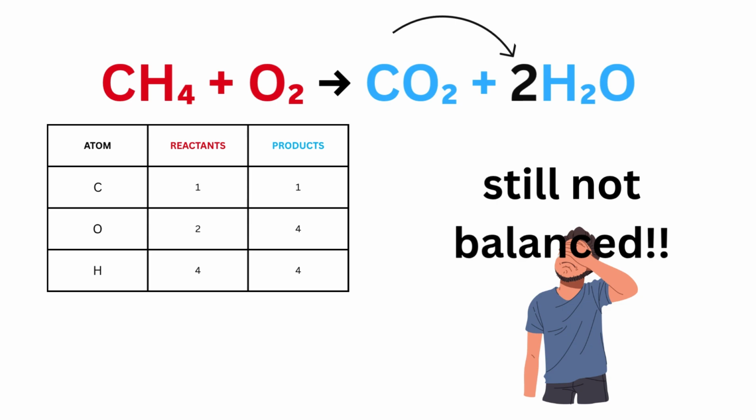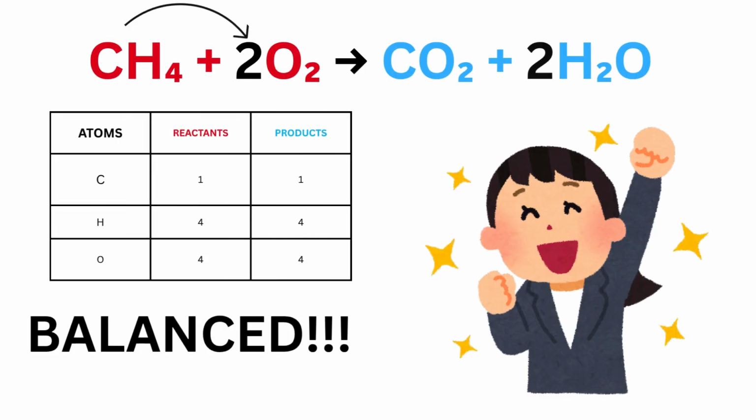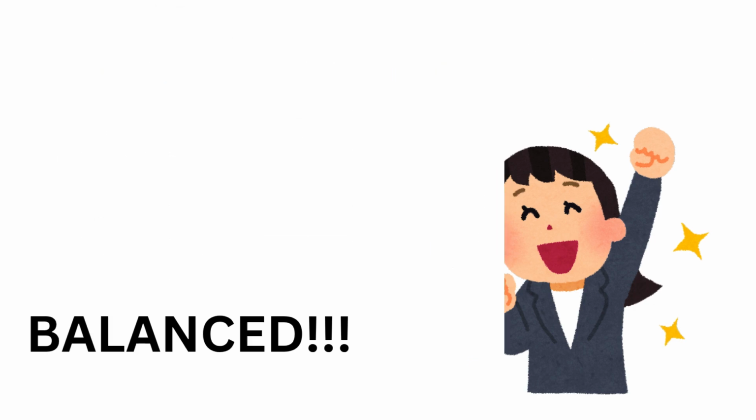To mitigate this, we put a coefficient of 2 in front of the diatomic oxygen on the left side of the equation, leaving us with 4 oxygen atoms on the reactant side, matching the product side. Now our equation is balanced.